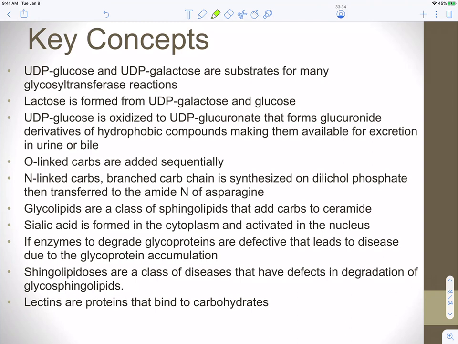If the enzymes required to degrade glycoproteins or glycolipids are defective, this can lead to accumulation of these glycoproteins and glycolipids, and you can get things like I-cell disease or different storage diseases, lysosomal storage diseases. Sphingolipidoses are a class of diseases that have problems degrading glycosphingolipids, and lectins are proteins that have the ability to bind different carbohydrate moieties, and our immune system uses them to bind to, for example, foreign bacteria.